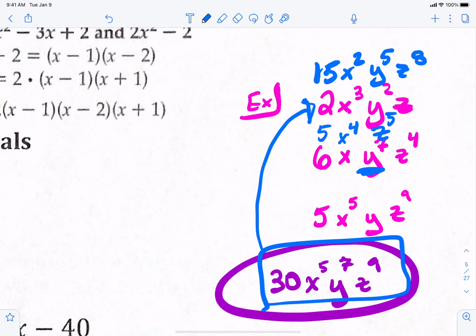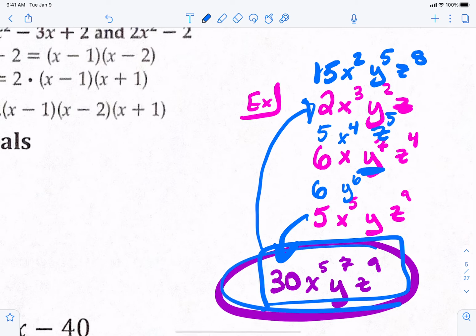Okay. Now if we're starting with 5, how do you get from 5 to 30? You would have to multiply by 6. How many more x's would you need? None. How many more y's would you need? 6. How many more z's would you need? None. So I can get rid of him. Okay? Do you see how this works?